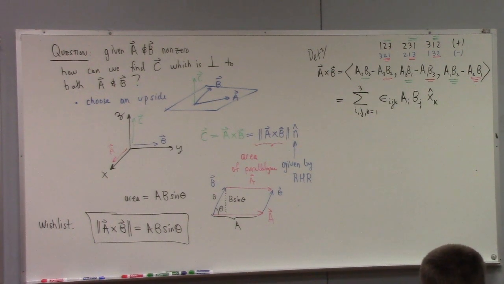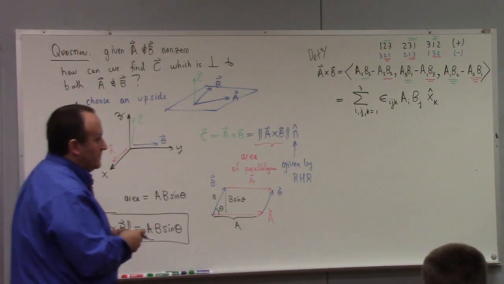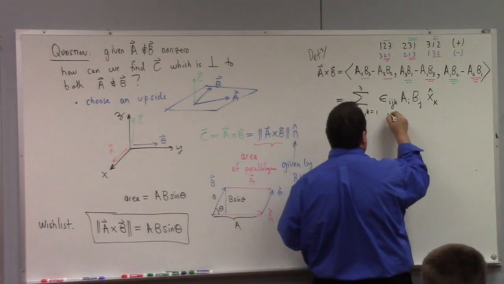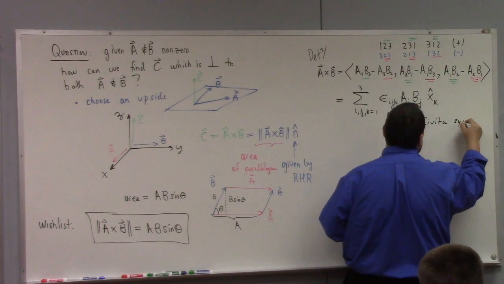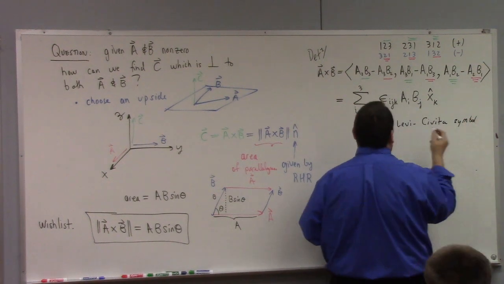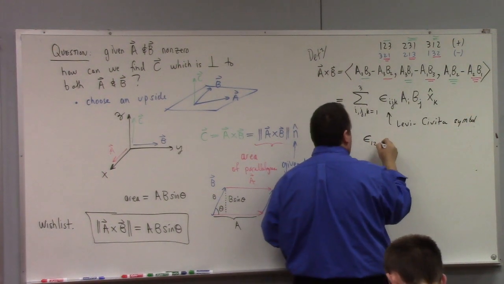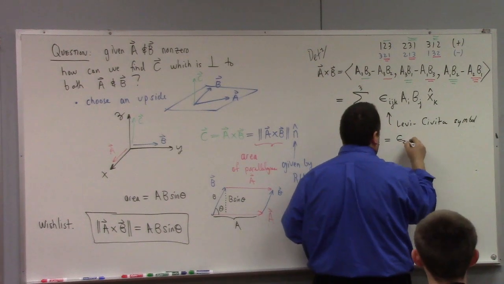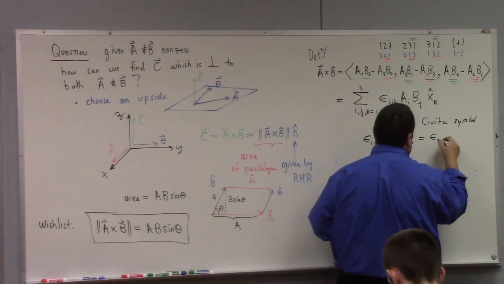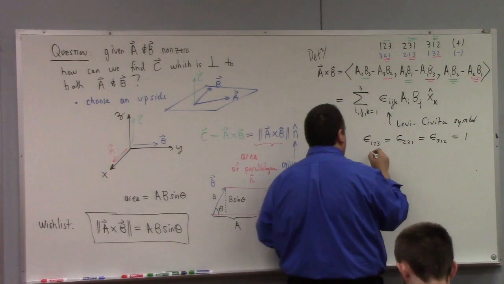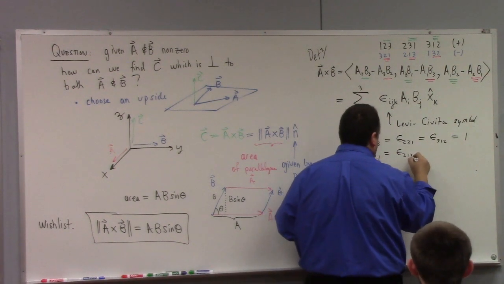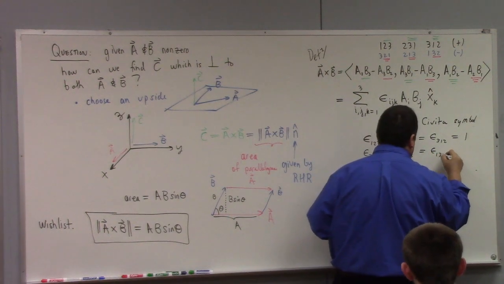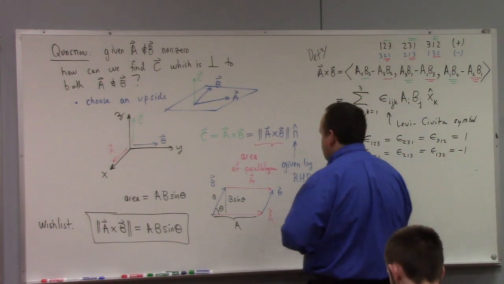What is this epsilon thing? That's just a symbol, the so-called Levi-Civita symbol, or sometimes it's just called the antisymmetric symbol. And the way it works is that epsilon 1, 2, 3 is equal to epsilon 2, 3, 1 is equal to epsilon 3, 1, 2 is equal to 1. And on the other hand, epsilon 3, 2, 1 is equal to epsilon 2, 1, 3 is equal to epsilon 1, 3, 2 is equal to minus 1.